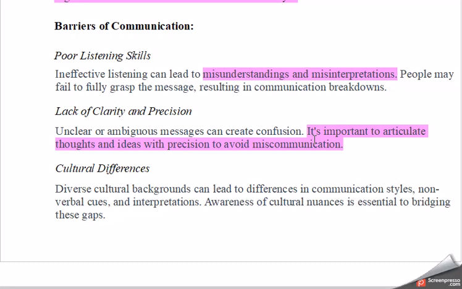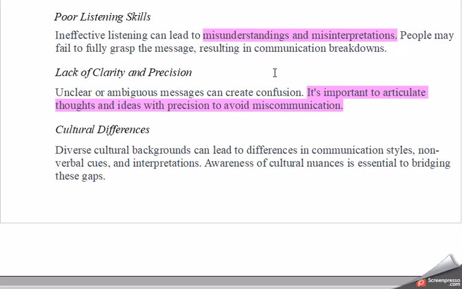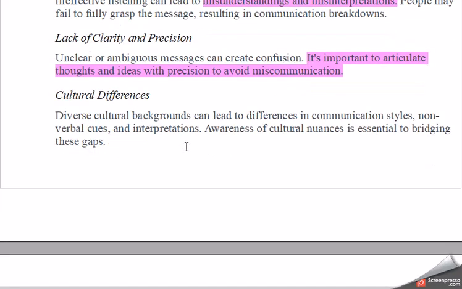Barriers of communication. Poor listening skills, misunderstanding and misinterpretation. Ineffective listening can lead to misunderstanding and misinterpretations. Next one, lack of clarity and precision. It is important to articulate thoughts and ideas with precision to avoid miscommunication.